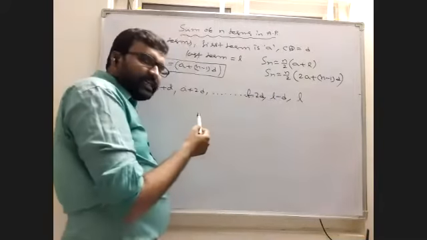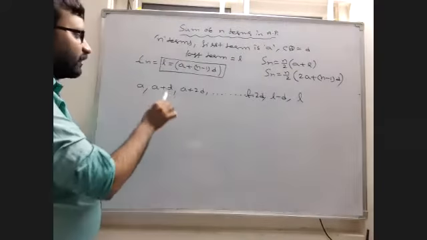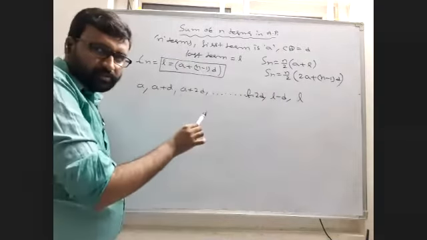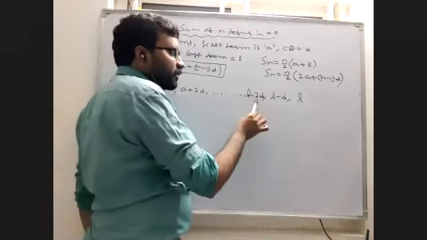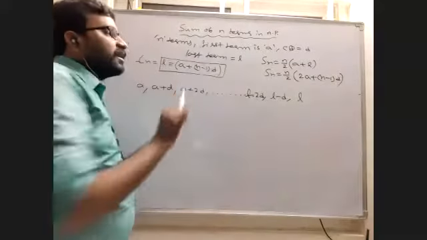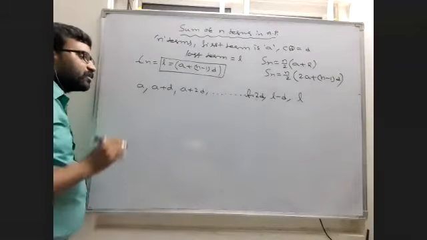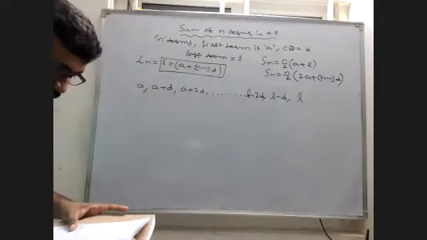Going backward the values decrease, going forward the values increase. That we already know. A will be increased to A plus D, then A plus 2D. Like that, going backward: A minus 2D, the next term A minus D, next L. L is already given as the last term.